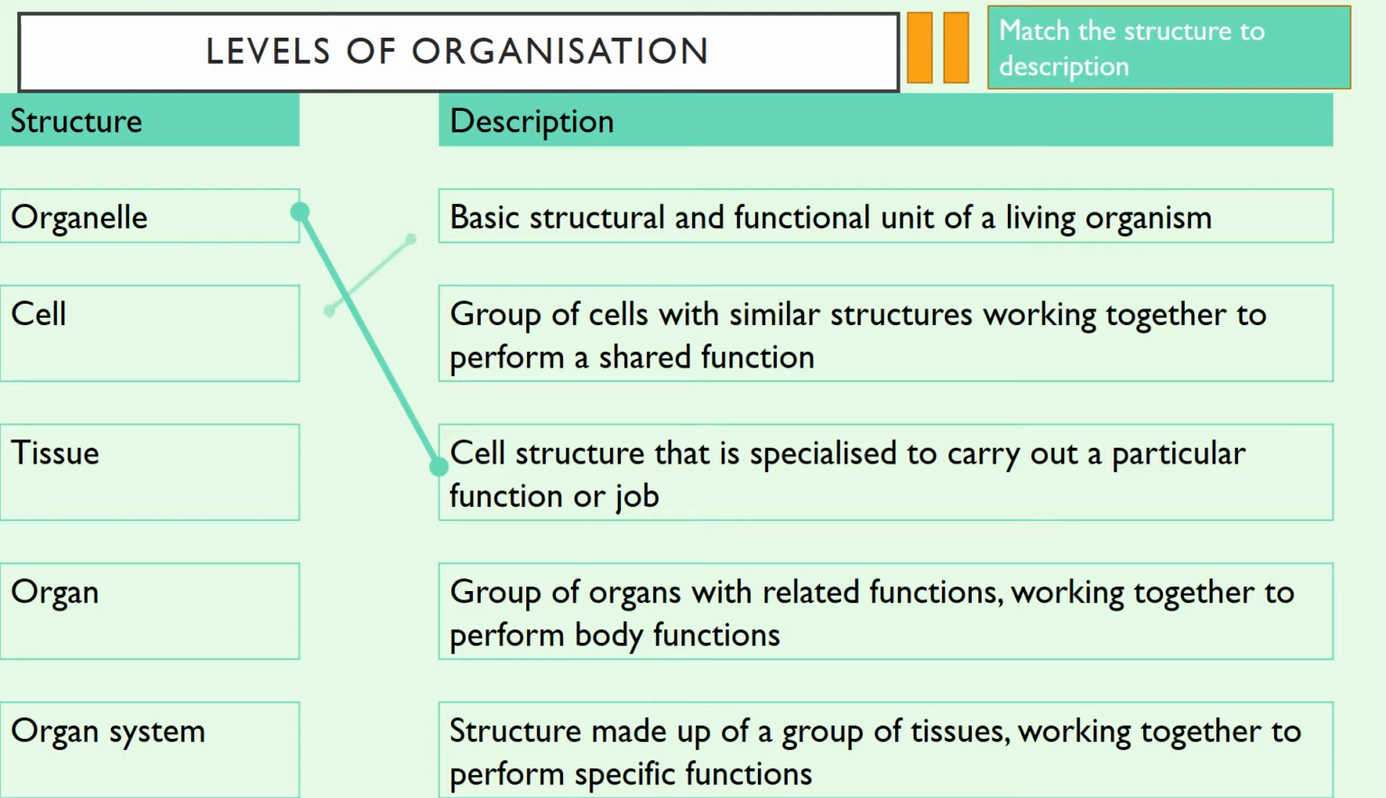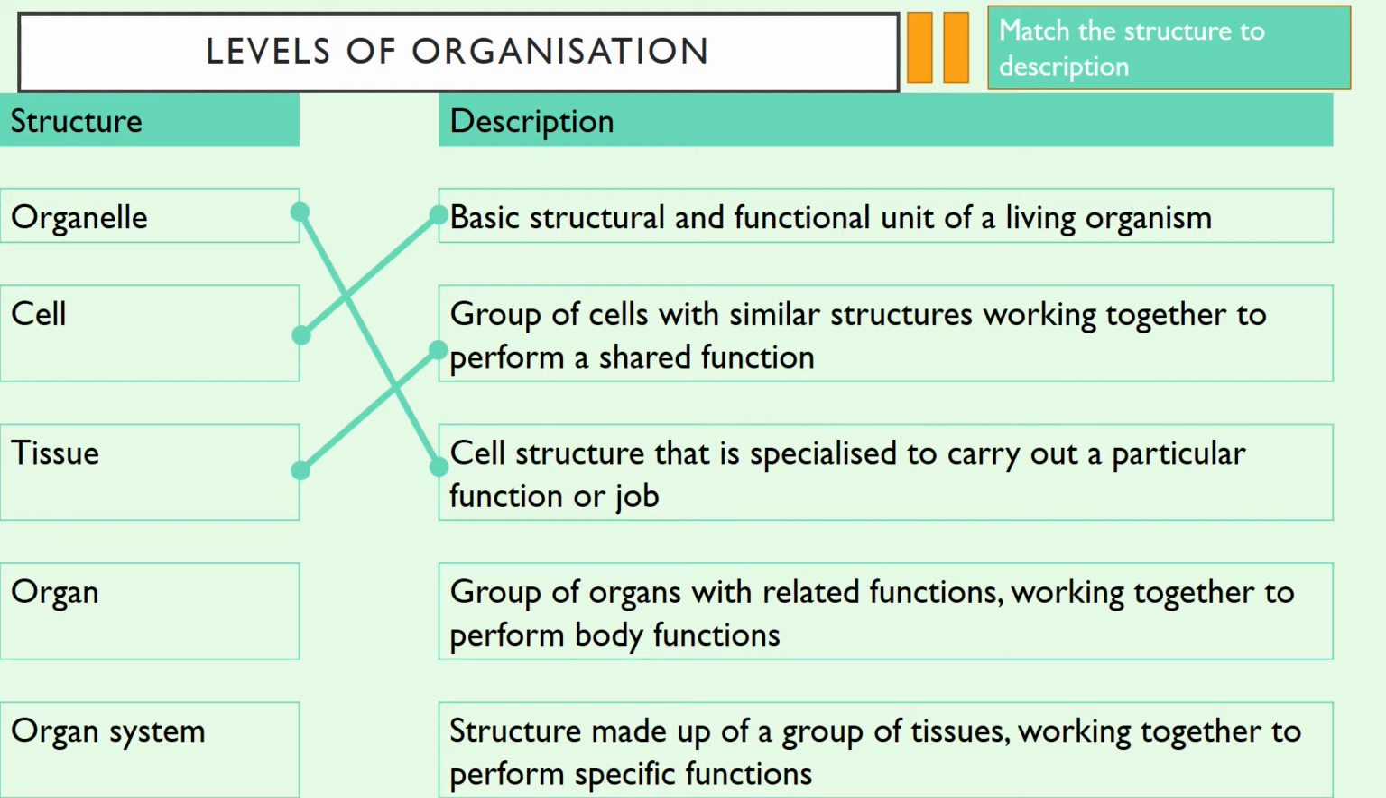The cell is the basic structural and functional unit of a living organism. It's what everything makes up. Tissue is then a group of cells with similar structures working together to perform a shared function. So the cells are relatively similar and they're all working towards the same job.